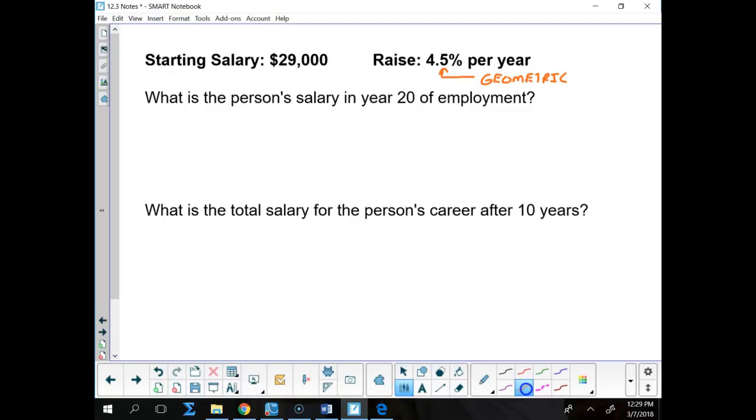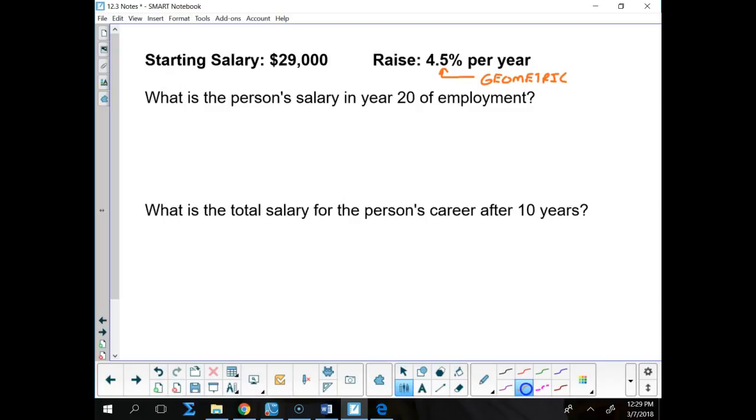If you were increasing by a set number, so like if I would have said that the person's salary is increasing by $1,200 every year, that's arithmetic. When you increase by a certain number, it's arithmetic. When you increase by a percentage, that's geometric. Okay?